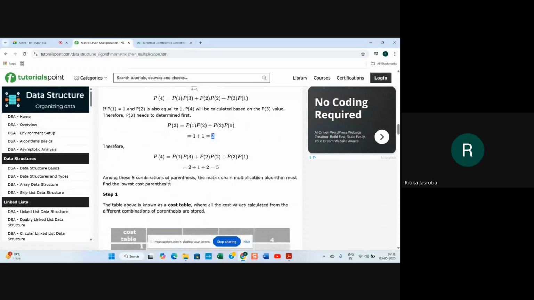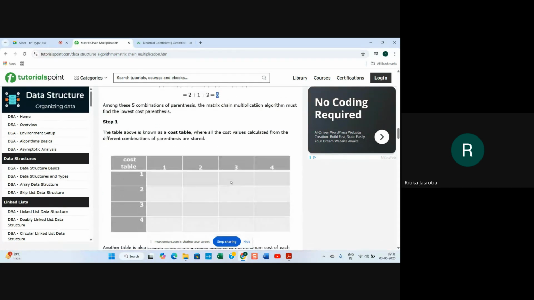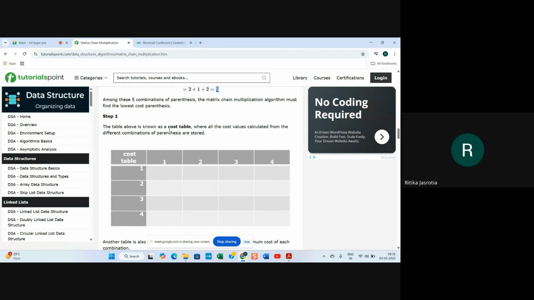Among these 5 combinations of parentheses, the matrix chain multiplication algorithm must find the lowest cost parenthesis. According to the formula we have found, the below table is a cost table where all the cost values calculated from the different combinations of parentheses are stored.